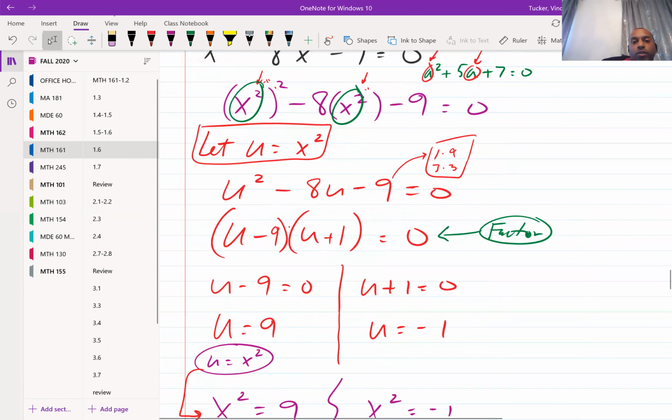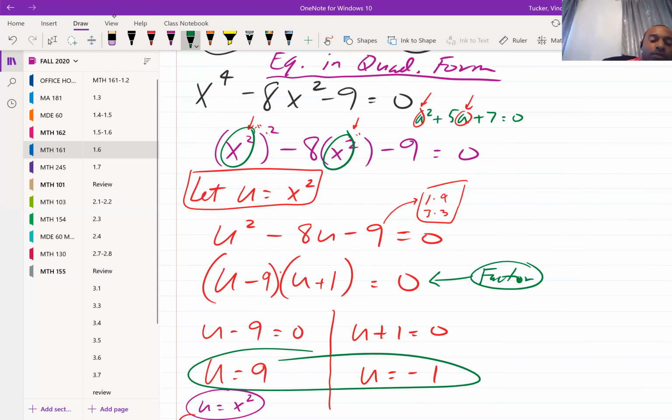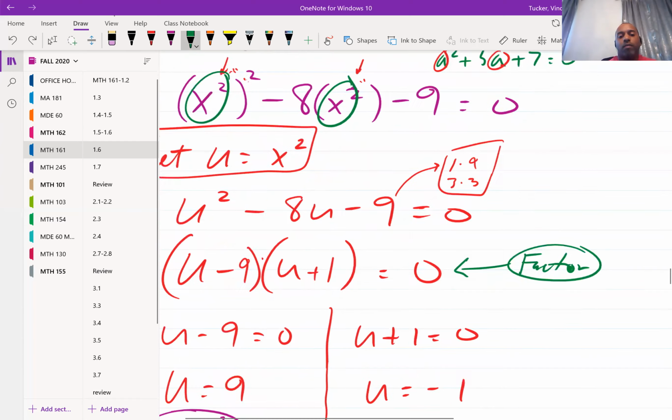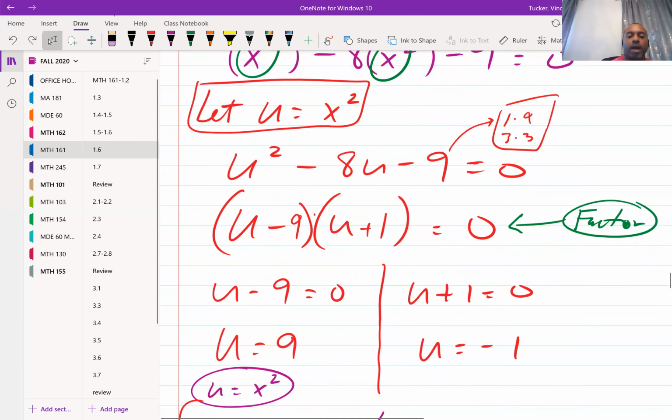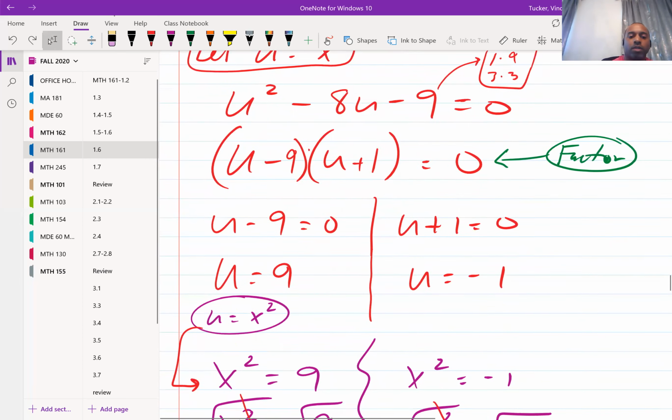Because if you go back to your original equation, our highest exponent is 4. In other words, the degree of our equation is 4, so we should get 4 solutions. At this point, we only have 2, so it should trigger that we're missing something. What we're missing is putting x squared back into the equation, which is what we originally started off with. So we have x squared equal to 9 and x squared equal to negative 1.